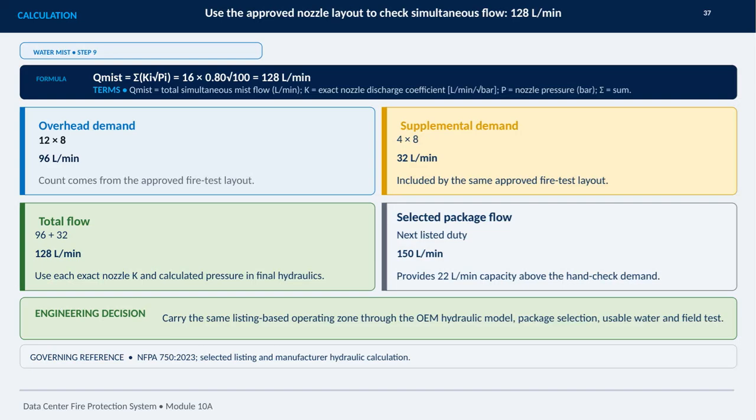This step converts the approved nozzle layout into the simultaneous water mist flow demand. The governing calculation is the sum of each nozzle's discharge coefficient multiplied by the square root of its operating pressure. Using 16 nozzles, a K factor of 0.80, and 100 bar, the result is 128 liters per minute. The hand check also shows where that demand comes from. The overhead portion is 12 nozzles at 8 liters per minute, or 96 liters per minute.